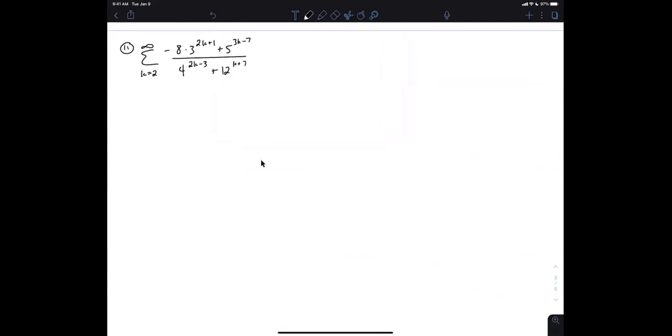All right. So this is one where all of the terms are positive already. And we know that because as k goes to infinity, on the top, you've got 3 to the 2k plus 1, which we think of as 9 to the k, because it's 3 squared, versus 5 to the 3k minus 7. So that's 5 to the third, so 125. So the biggest term on top is 5 to the 3k minus 7. The biggest term on bottom is 4 to the 2k minus 3, because that's 16 versus 12.